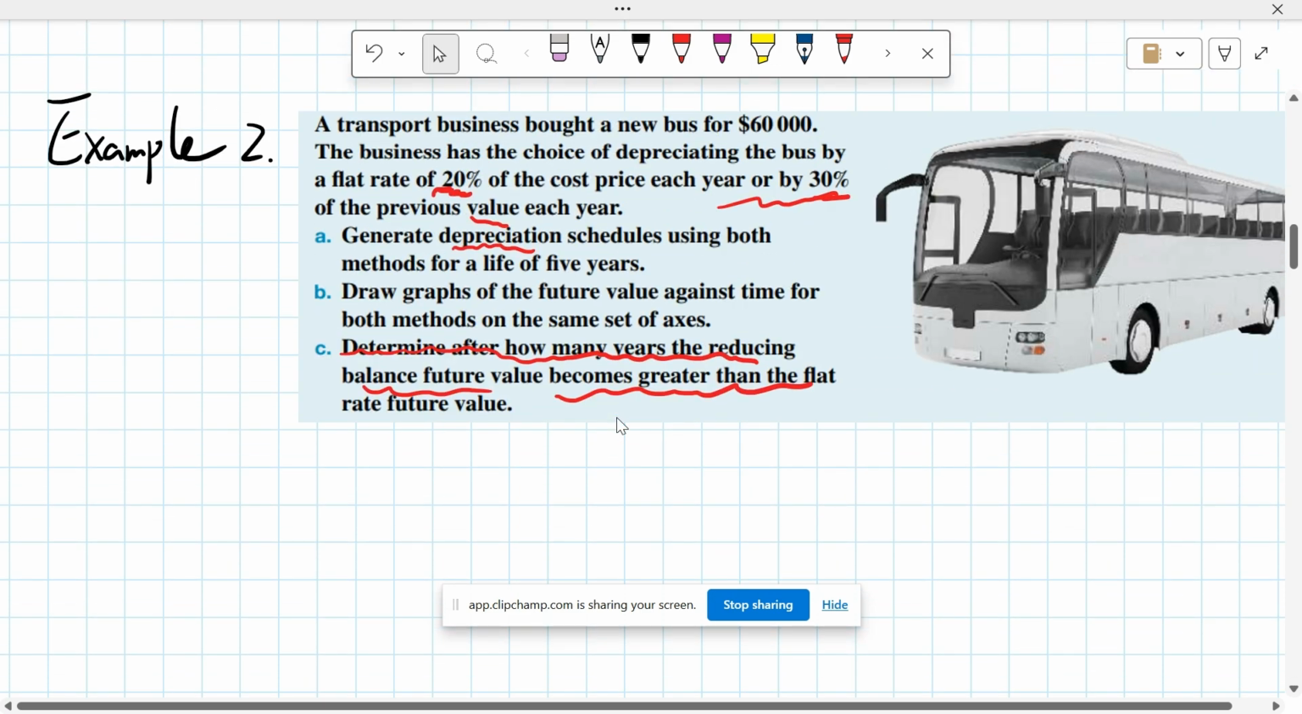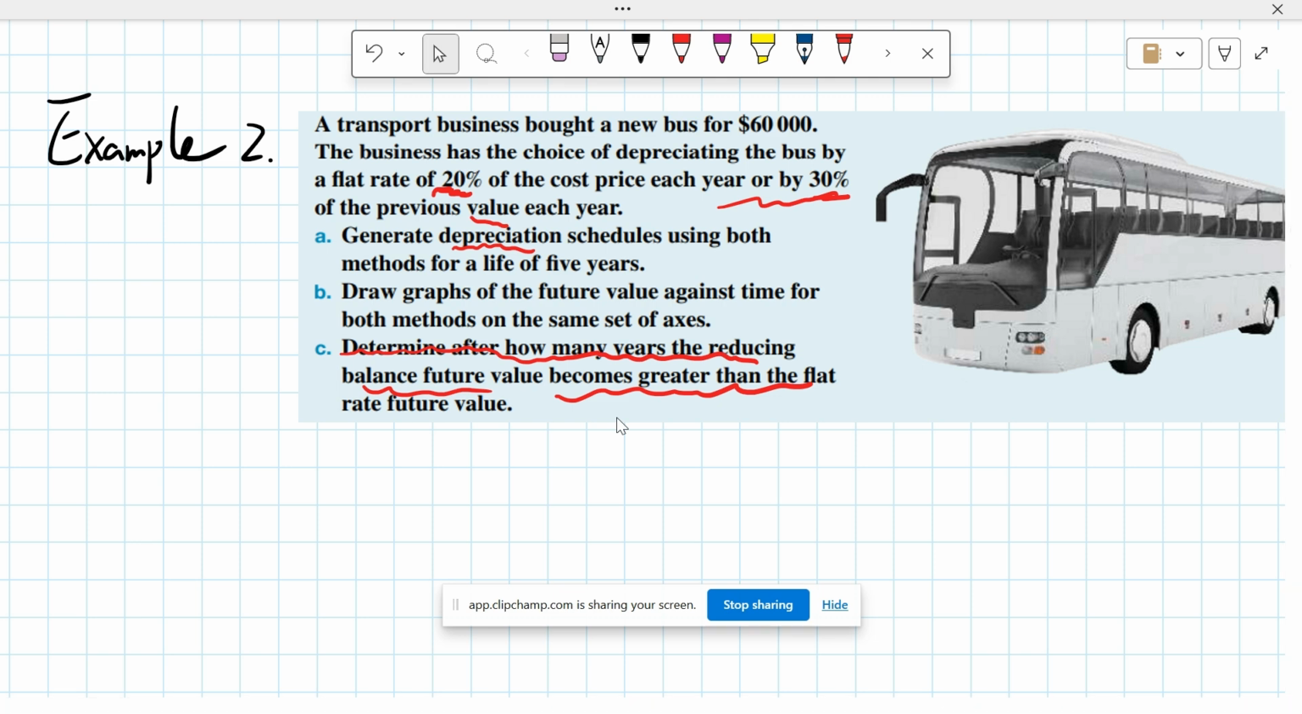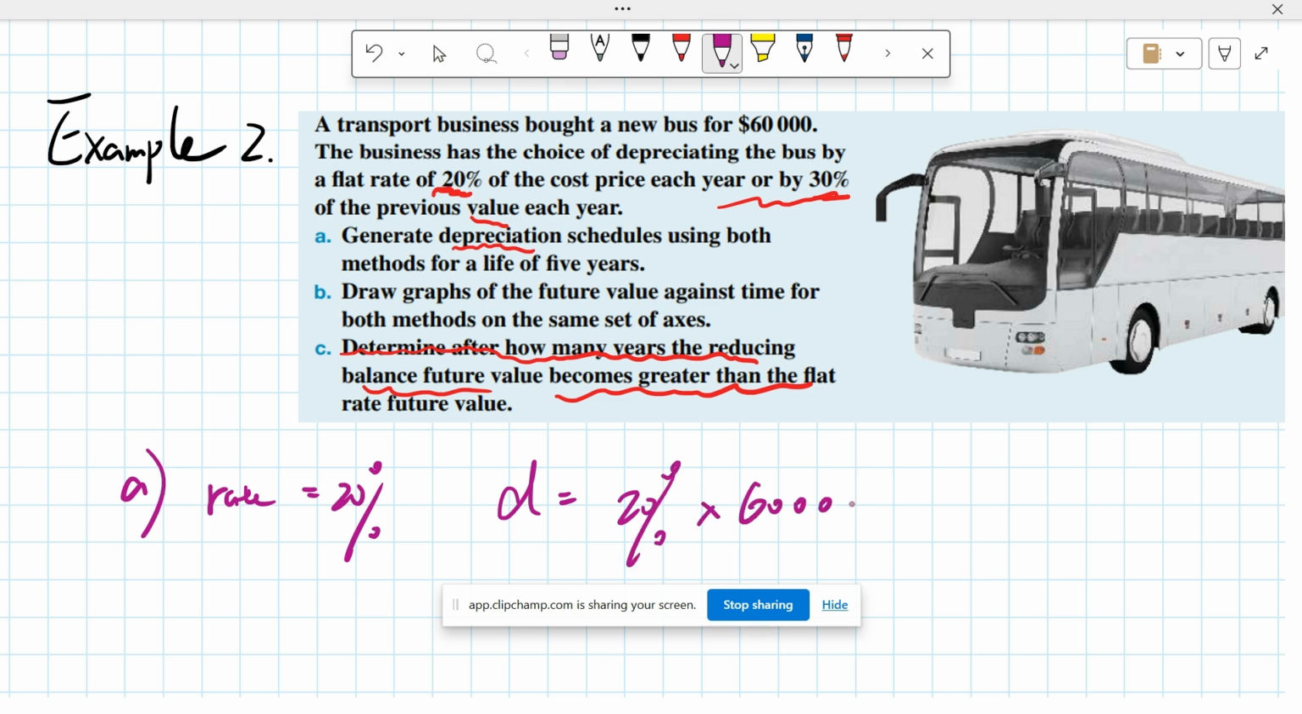So question 2 is kind of similar, but this time we're going to use the previous year's values, changing to the flat rate and a cost price of $60,000. First thing first, we need to know the flat rate, which equals 20%. What's the depreciation money? It equals 20% multiplied by $60,000. That will be your depreciation money per year.